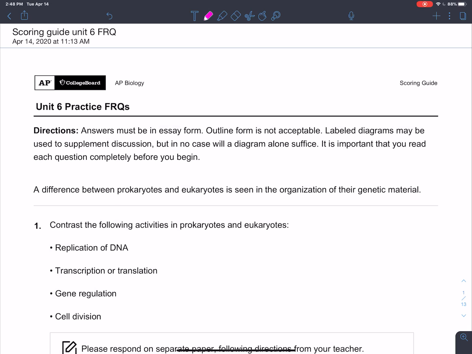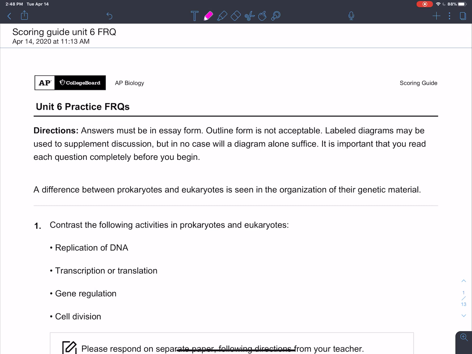Okay, today I wanted to go over with you in detail the scoring for the Unit 6 Practice FRQ so you can better understand what is expected of your answers for the types of questions you'll receive, not only on the AP exam but in the next exam, the Unit 6 test. So let's go ahead and look at question number 1.